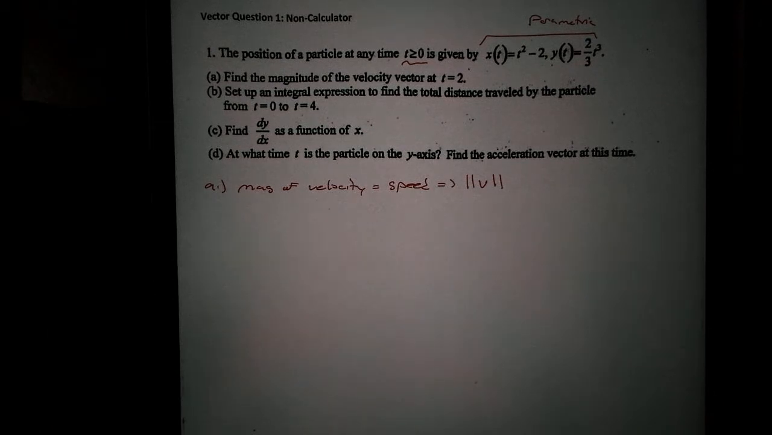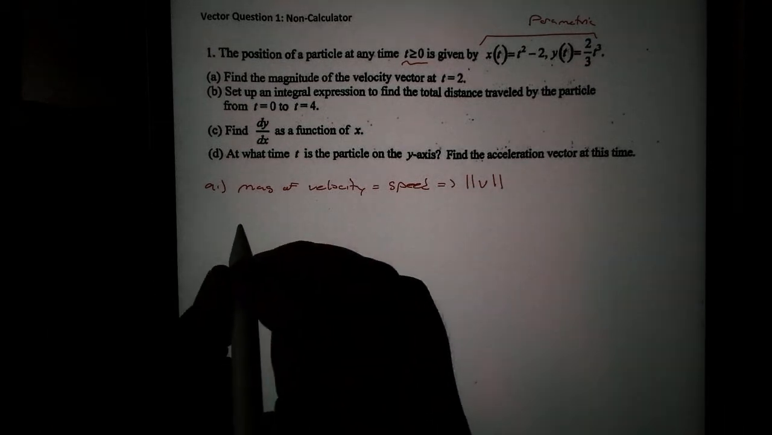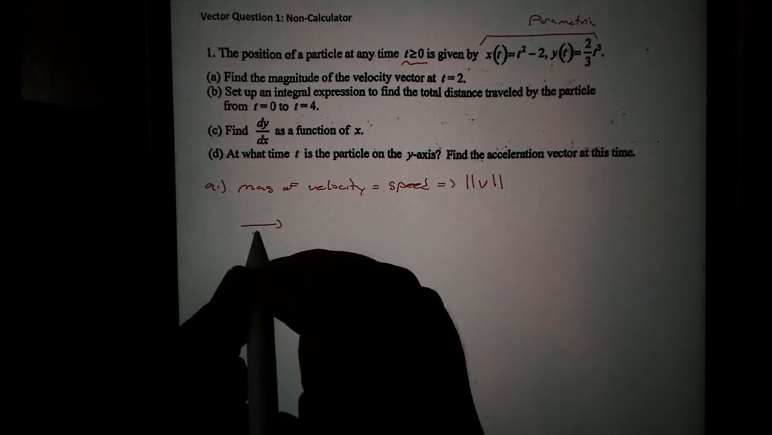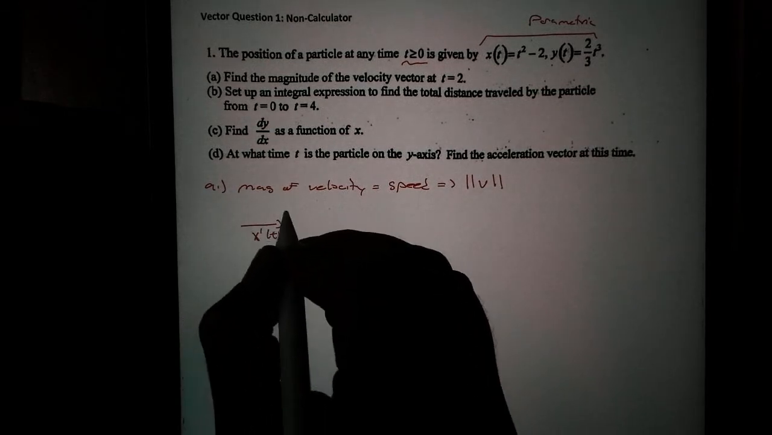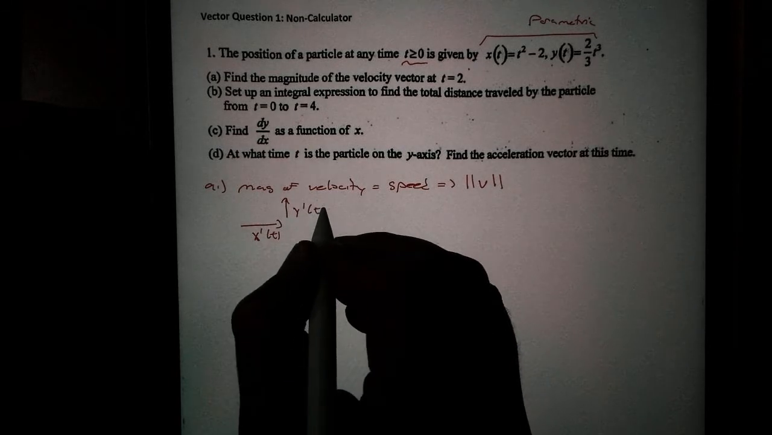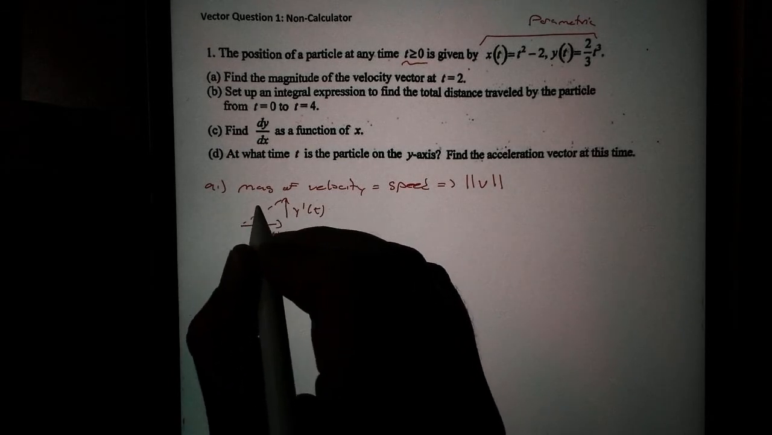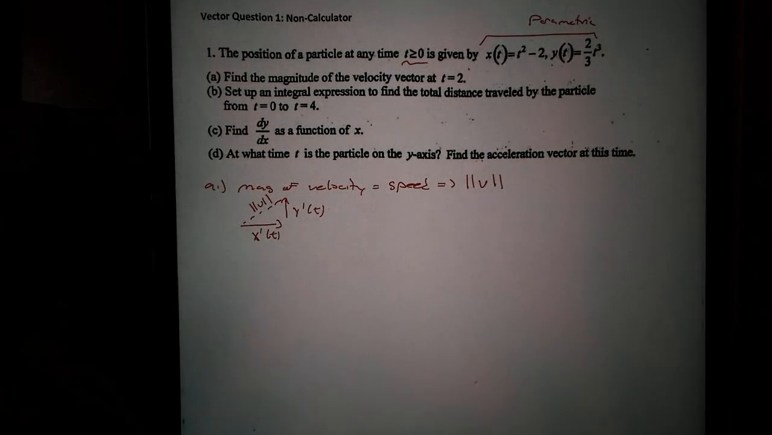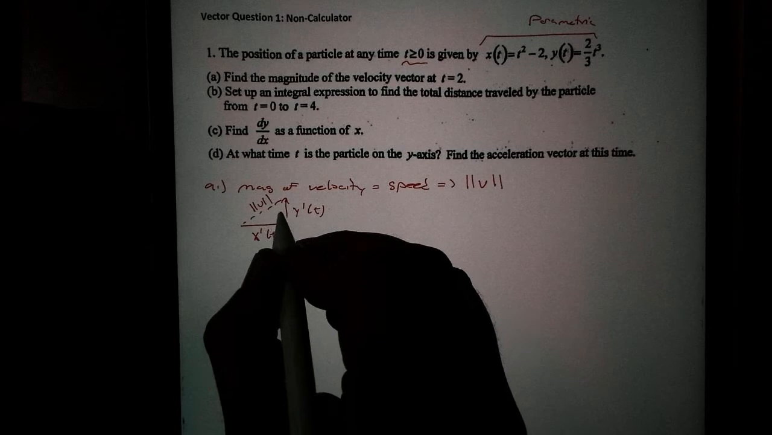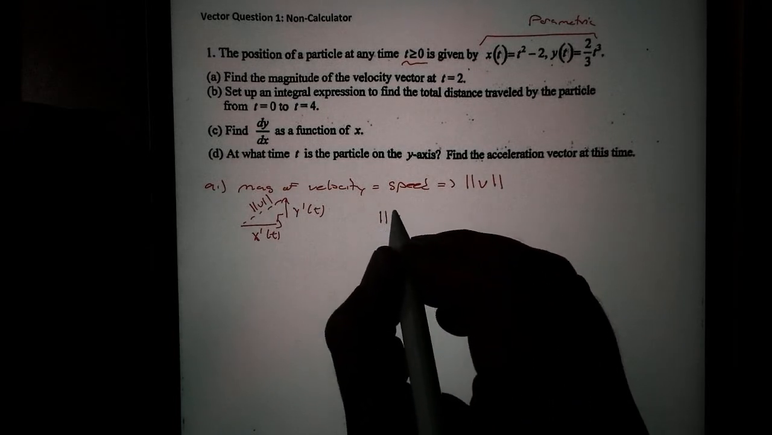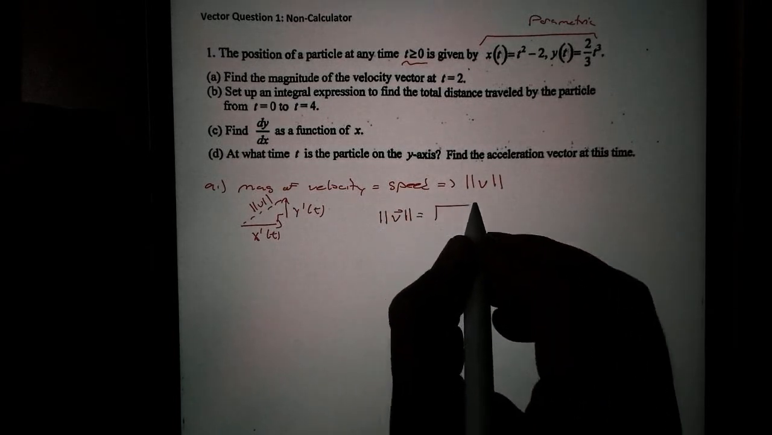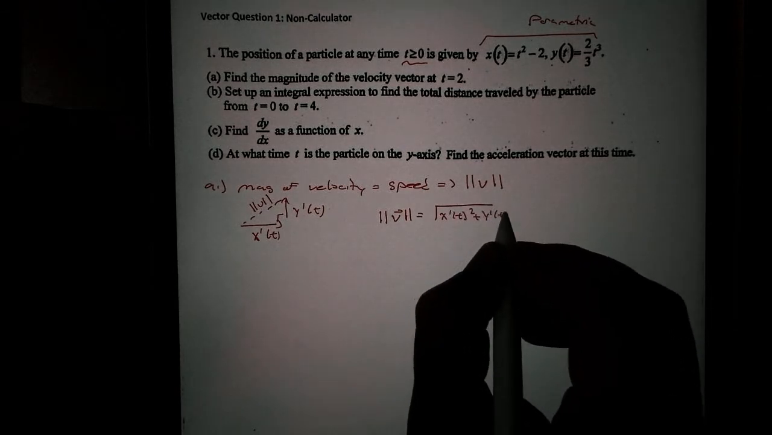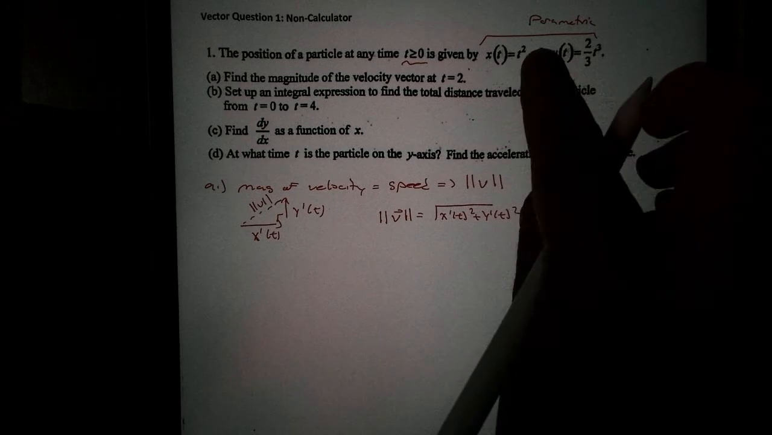So there's a formula for this, and if we think about it, to get the magnitude of the velocity vector, we have to find our velocity in the horizontal and our velocity in the vertical. And this distance right here between them is that speed, or the magnitude of the velocity. How we get that is just using the Pythagorean theorem. It's just the square root of x prime of t squared plus y prime of t squared. So we're going to need their derivatives.